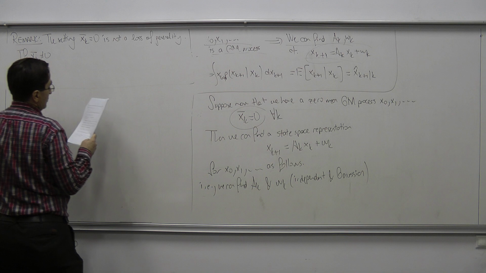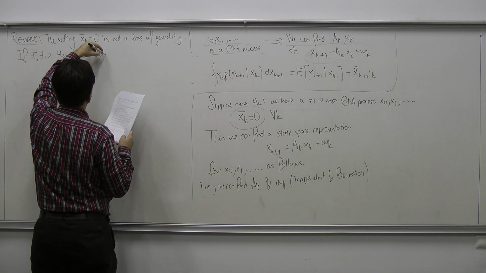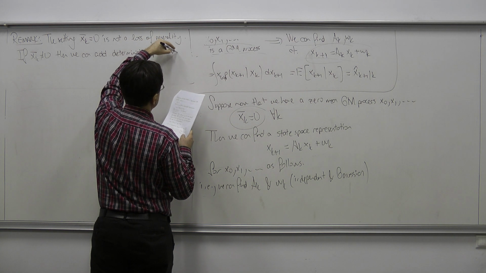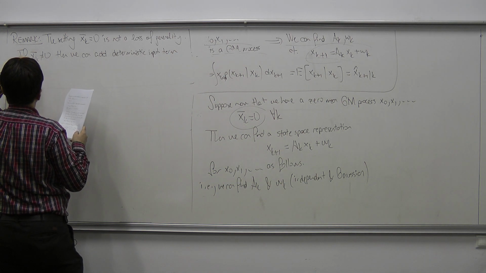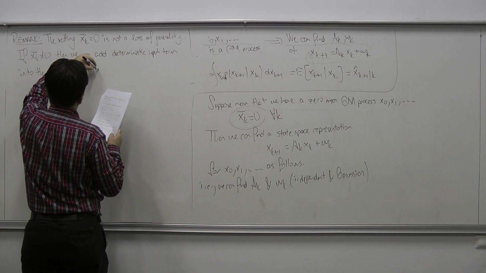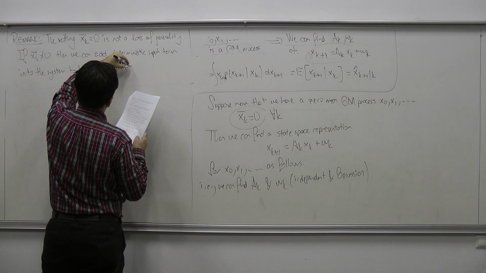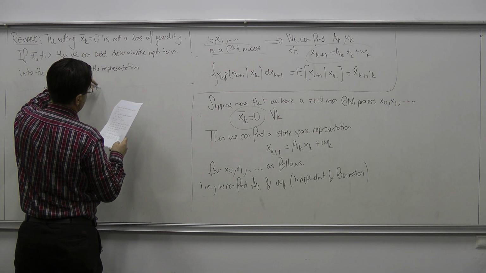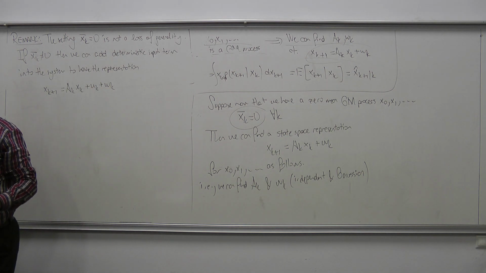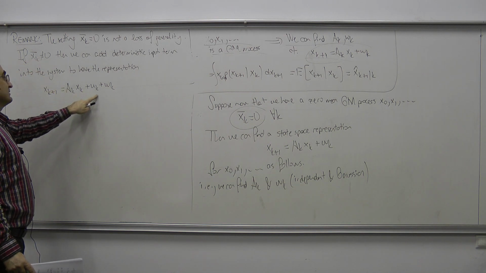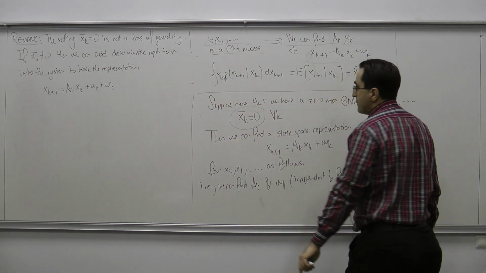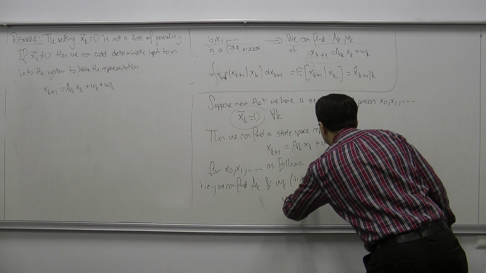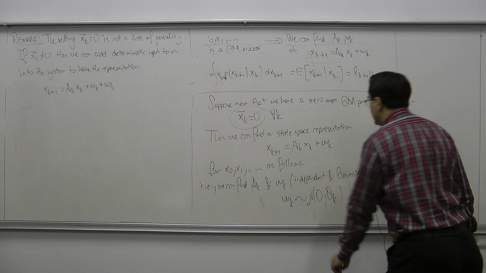If xk bar is not equal to 0, then we can add a deterministic input term into the system to have the representation xk plus 1 is equal to Ak xk plus uk plus wk. Okay? So if xk bar is not equal to 0, we can add a deterministic input into this representation that we find. But this is also equivalent to the following. In this representation, wk turns out to be normal with zero mean and Qk covariance.